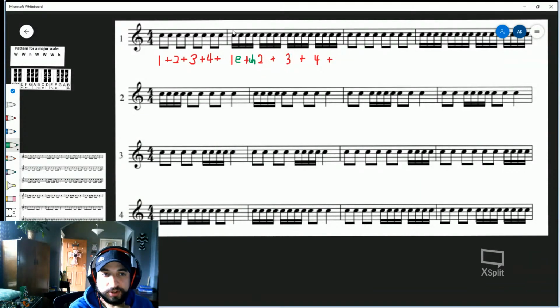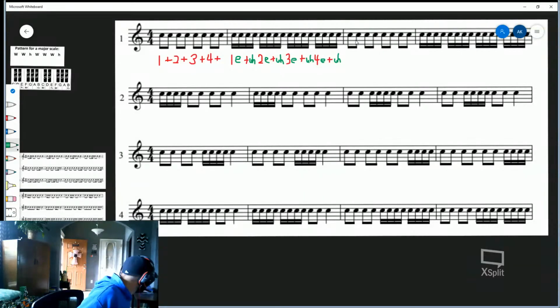So instead of 1 and 2 and, it'll be 1 E and a 2 E and a. It's pretty quick. 3 E and a, 4 E and a. So 1 E and a 2 E and a 3 E and a 4 E and a, okay. It's really not too bad. And in my opinion, 16th notes are a little bit easier than some other rhythms that we've been doing.